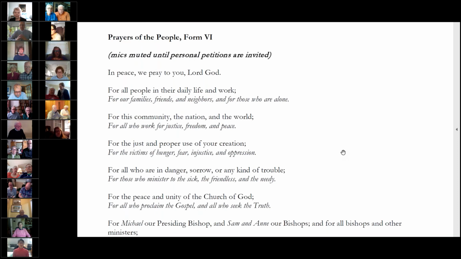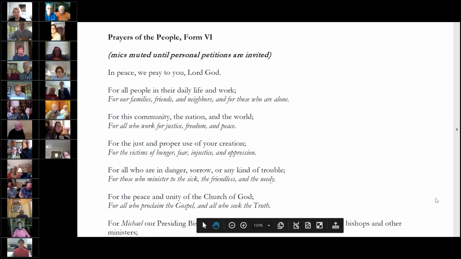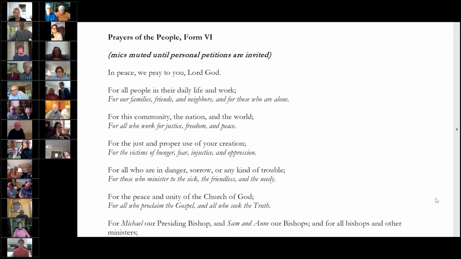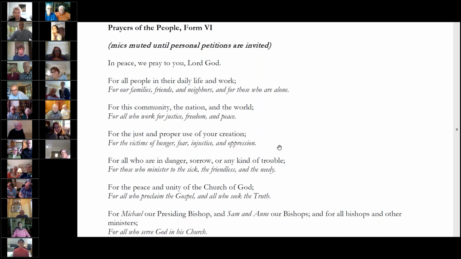Now, I want to say that later in the prayers of the people, where we are invited to add our own petitions, I certainly do want you to unmute your mics and offer your petitions as a prayer is placed on your heart. So there will be the special needs and concerns of this congregation. There will be all the blessings of this life and for those who have died. In those three places, we certainly do want to hear from you, as you are led by the Spirit. And now let us mute our mics and be led in the prayers of the people, Form 6.